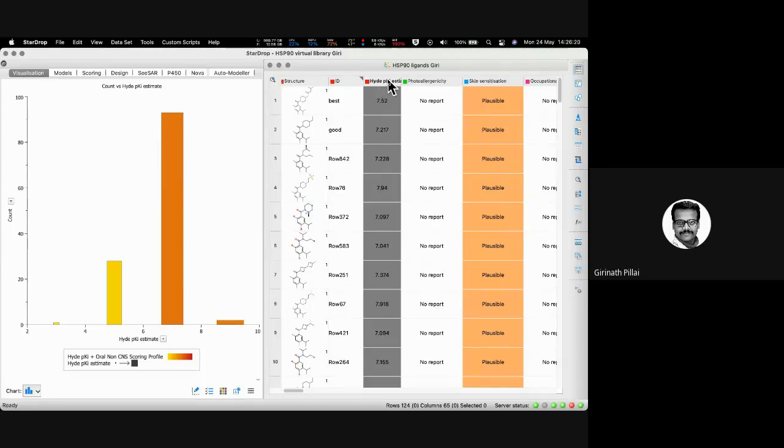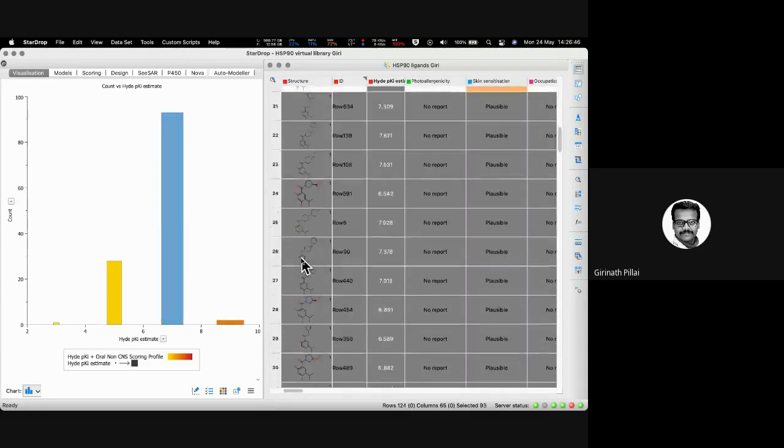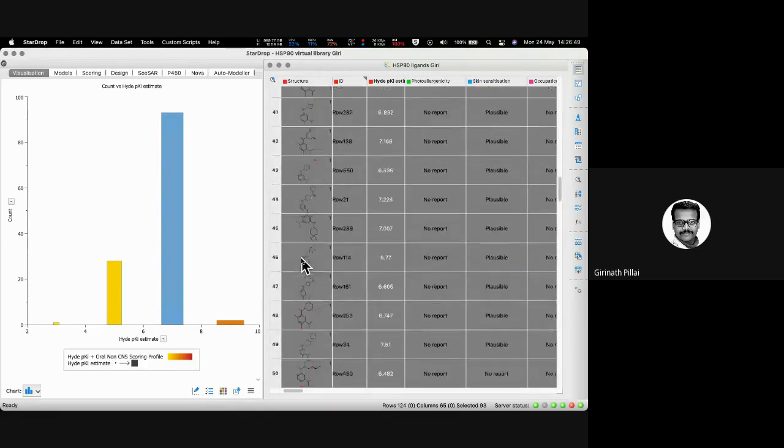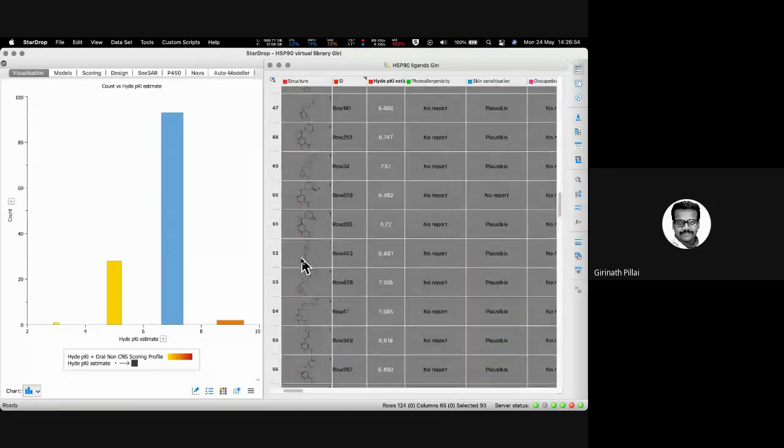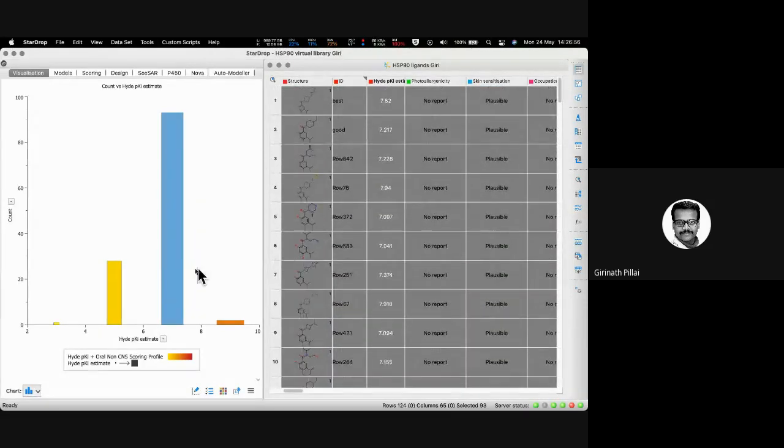So when I selected the statistical analysis, I could see there is just one compound between 2 and 4, and greater than 8 I could see only two compounds in the pKi estimates, right? And between 6 and 8, I can see 93 compounds. Now, if I select this, the rows are automatically selected. Whichever compounds are between 6 and 8 all get selected automatically. So the graph and others are very interactive.